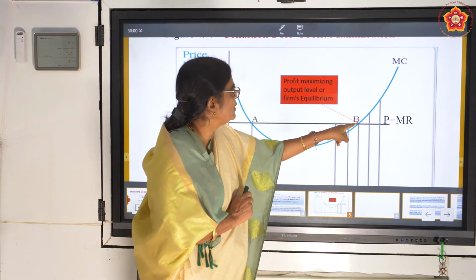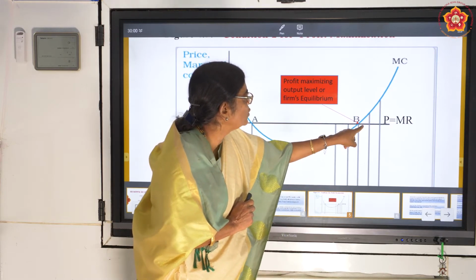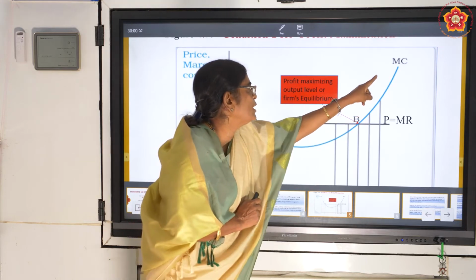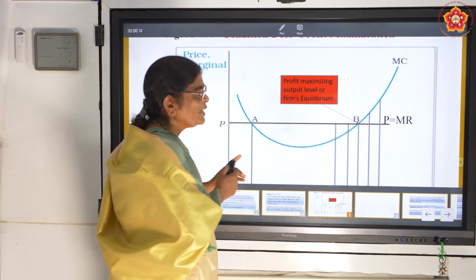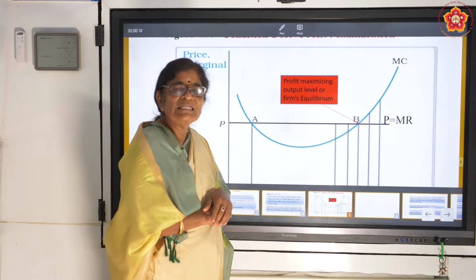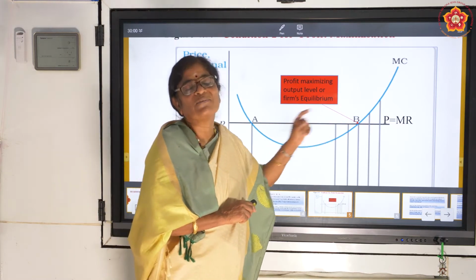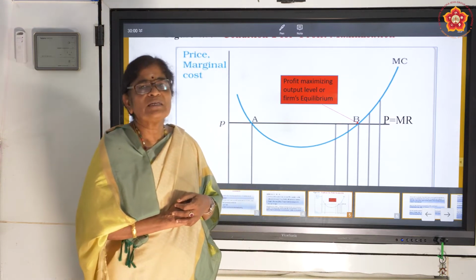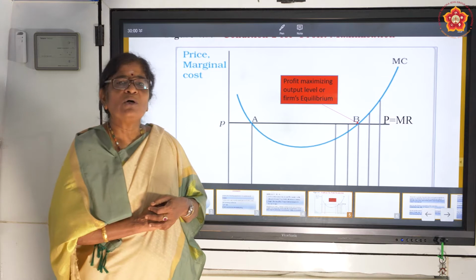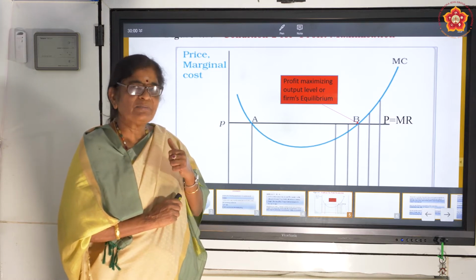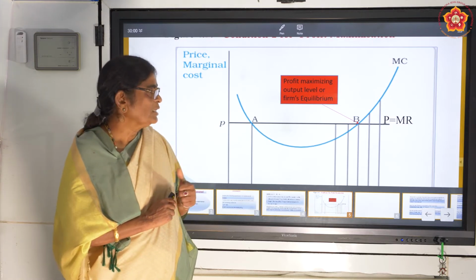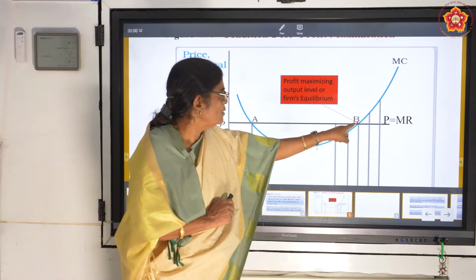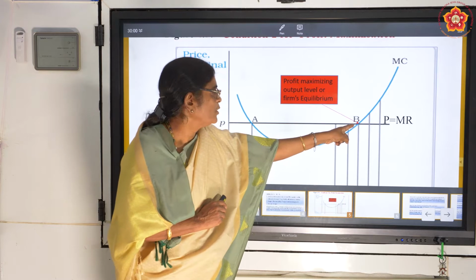Therefore, this is the point where price is equal to MR is equal to MC, or you can say price is equal to MC. Why should that be there? We have already seen why that condition is necessary. In the last class we discussed that for a profit maximizing level of output of a firm, there are three conditions. First condition is P should be equal to MC. That is fulfilled here at the point B.